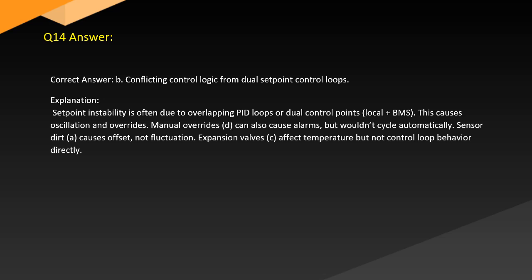Manual overrides, D, can also cause alarms, but wouldn't cycle automatically. Dirty sensors, A, cause offset, not fluctuation. Expansion valves, C, affect temperature, but not the control loop directly.